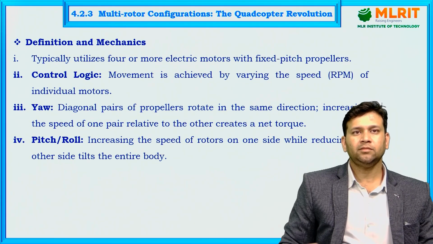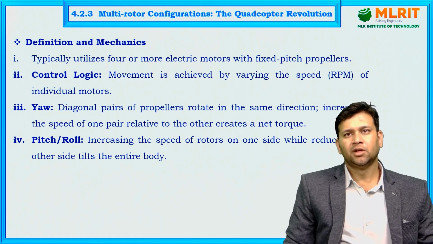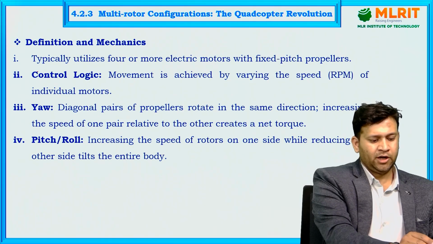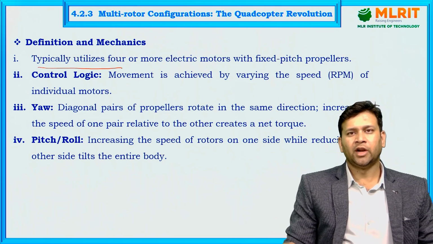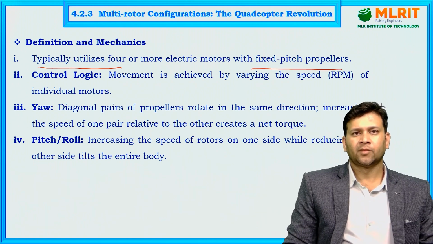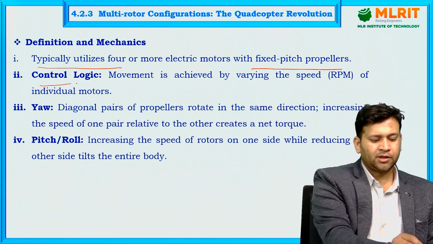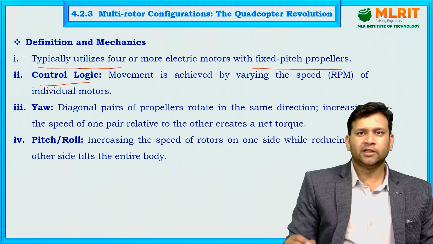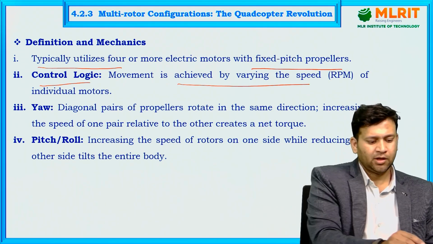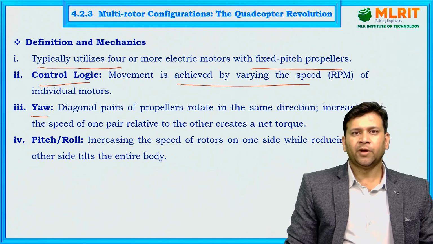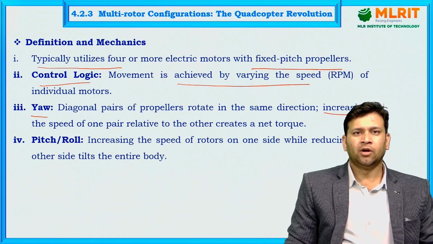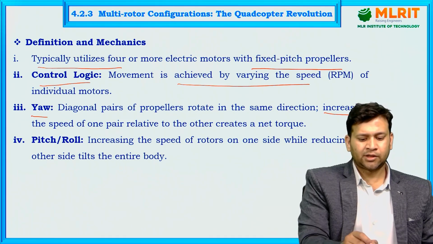Multi-rotor configurations and the revolution, the quadcopter. It typically utilizes 4 or more electric motors with fixed pitch propellers. There is a control logic where movement is achieved by varying the speed (RPM) of individual motors. Your diagonal pairs of propellers rotate in the same direction; increasing the speed of one pair relative to the other creates a net torque.